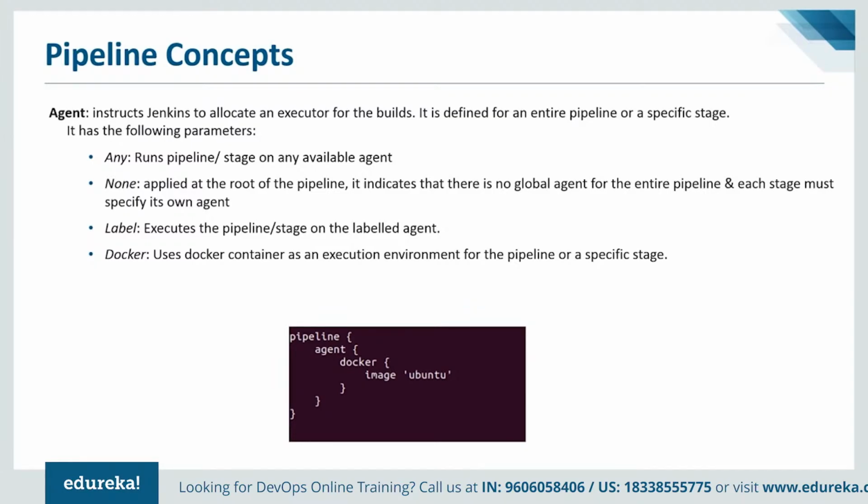So Jenkins is basically going to look for an executor that is available and it's going to assign this executor to run the entire pipeline or a stage. Now the next parameter is a none parameter.